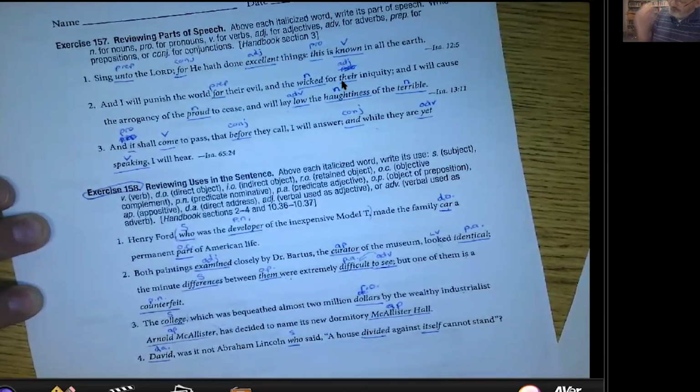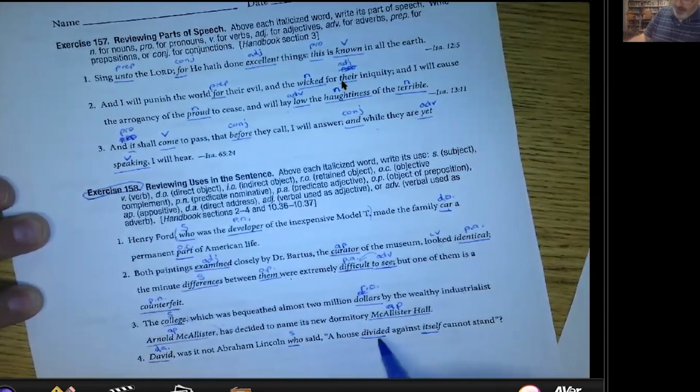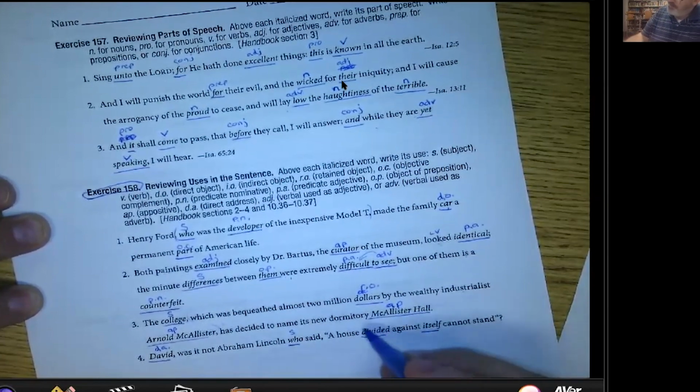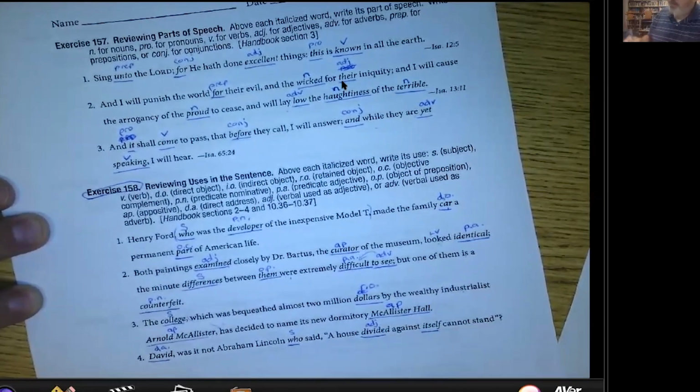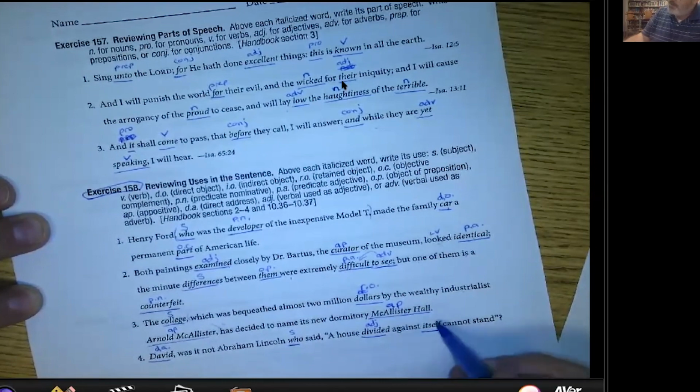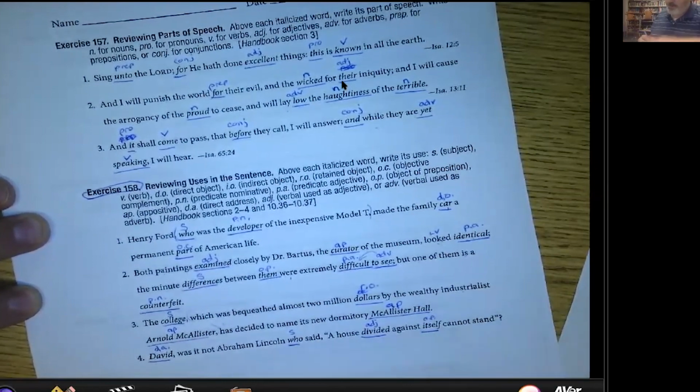a house divided, which house? The divided house. So that's an adjective. Which one, what kind, how many, how much, and whose? A divided house against itself. Against is a preposition. Against itself is a prepositional phrase, so that must be an object of preposition. Okay, that's all the corrections for that.